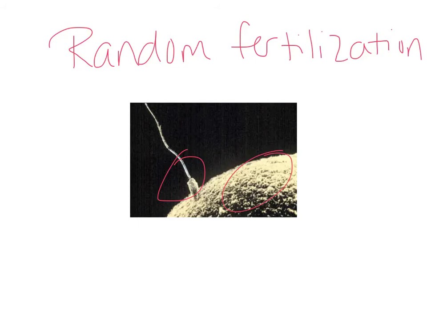It is not set that this one sperm from this one person has to fertilize this one egg from this one person. But crossing over and independent assortment both happen during meiosis, and they both are helping to increase the variation.